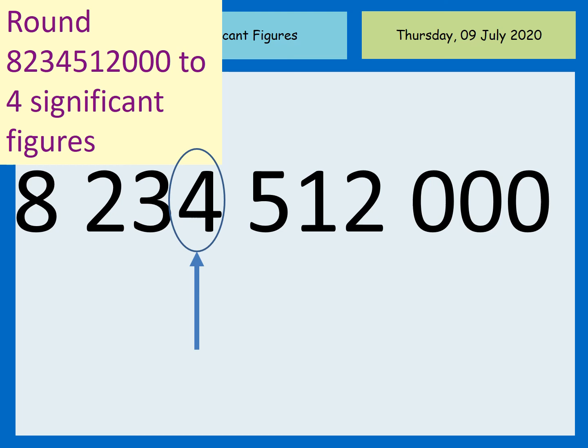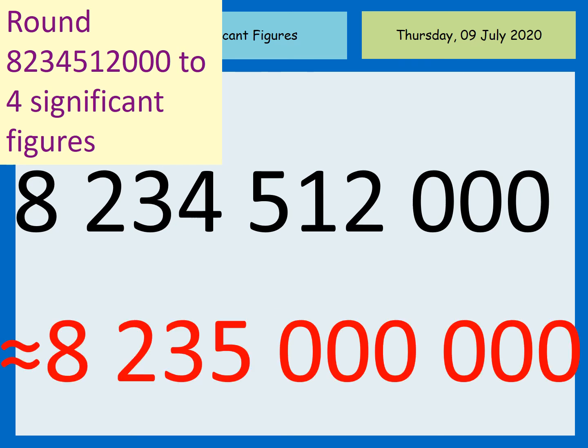Again, we look to the right of that to find the next number, in this case, the 5. Now this tells us that we need to round that 4 up. We need to round the number up. That means when we round that up, our answer would be 8,235,000,000. So as you can see, the 4 is rounded up to a 5.